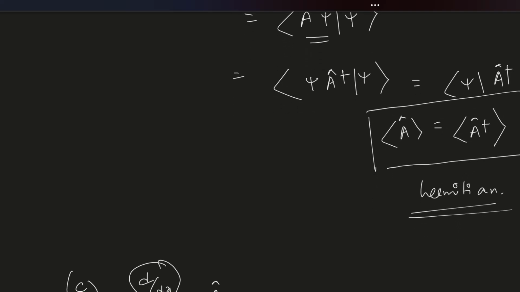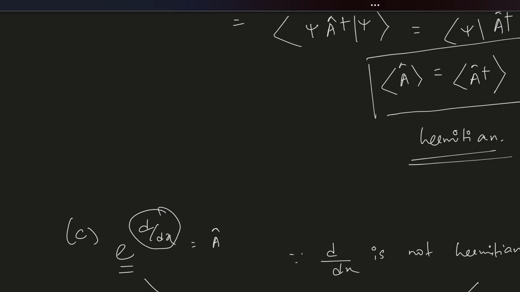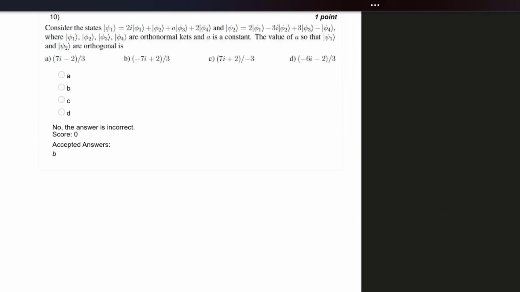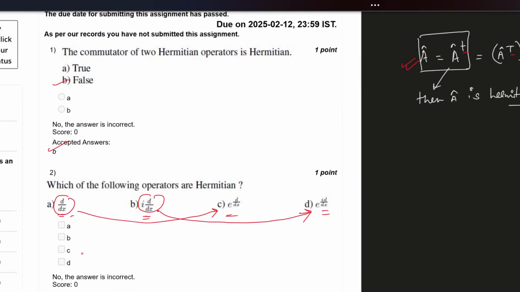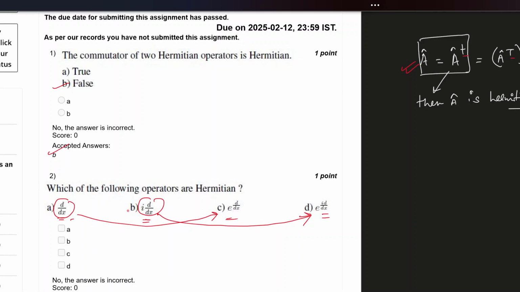Similarly, option D was e to the power of i d/dx equal to A cap, and because you already derived that i d/dx, this operator, is Hermitian, that is true, then e to the power i d/dx is also Hermitian. That means you are getting B and D as the only two options that are Hermitian, and A or C as not Hermitian. So our answer to which of the following operators are Hermitian is B and D. This is the correct answer.